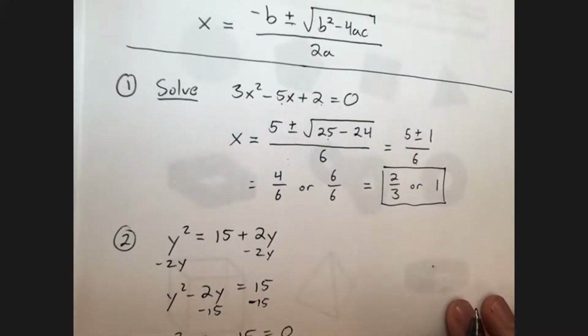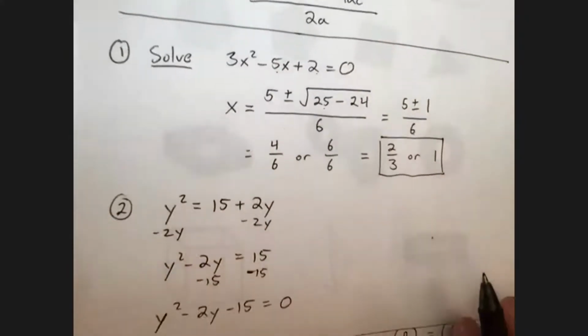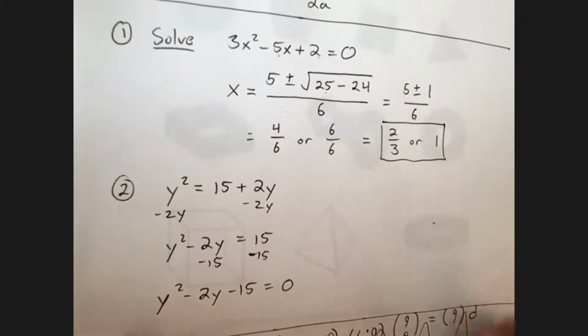Okay, there it is. We need to know what a, b, and c are, and then we just plug those in here. Well, let's look at this. a is the coefficient in front of the variable that's squared. So a is 1. b is the coefficient in front of the variable. So that's a negative 2. And c is the last value that you have that's being added without a variable. So c is negative 15. So a is 1, b is negative 2, c is negative 15.